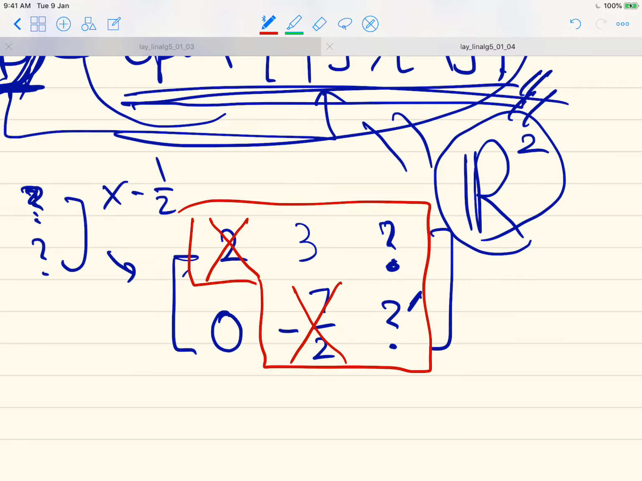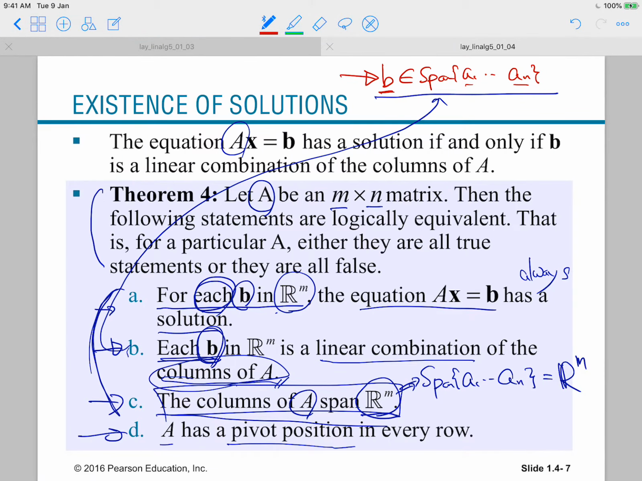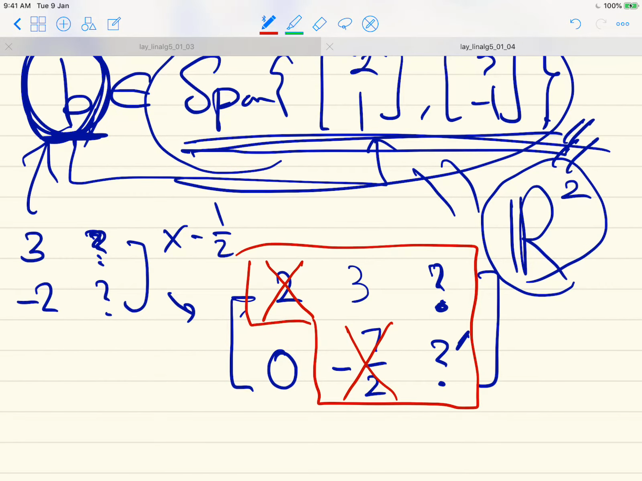Okay, and now let's look at every row. Let's get back to this statement: A has a pivot in every row. What it means is every row. We have basically two rows in this example, and the question is whether each row has a pivot. So in the first row we have a pivot, and in the second row we also have a pivot, right?